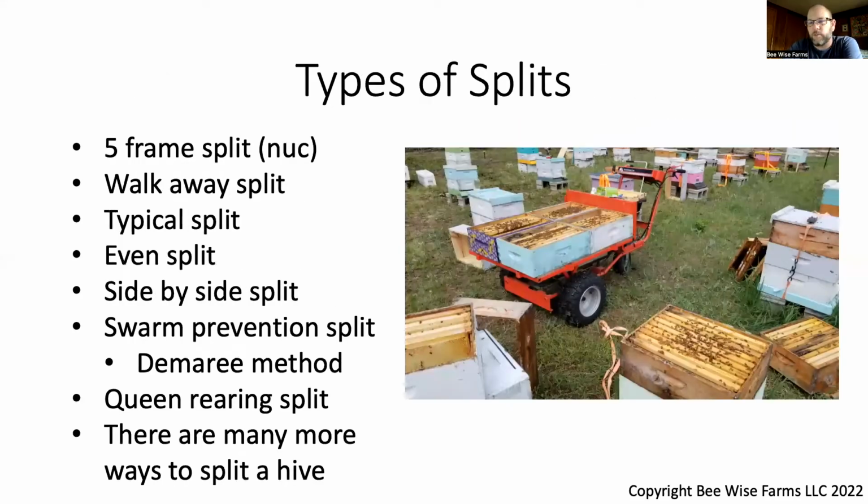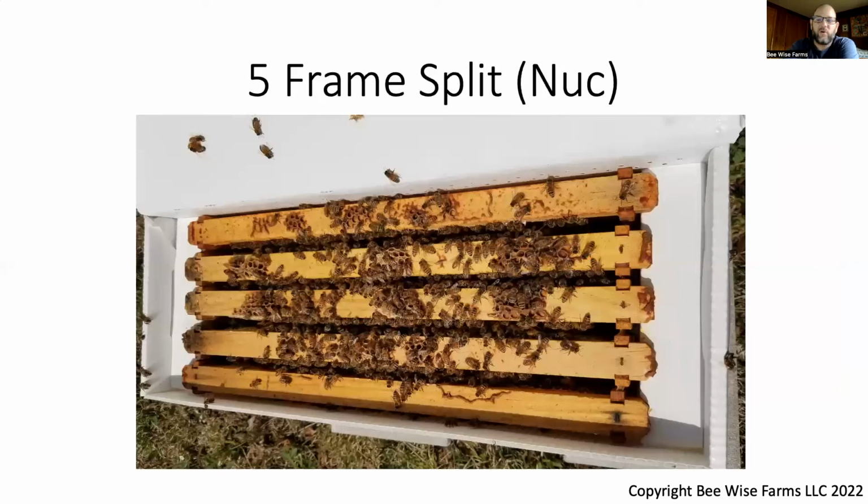Okay, so these are the splits that we're going to cover. We're going to cover a 5-frame split. This is also known as a nuke in the industry. It's short for hive nucleus, which is essentially like the nucleus of the colony. We're also going to be talking about walkaway splits, typical splits, even splits, side-by-side splits. I'm going to teach you about a swarm prevention split known as the Demaree method, a queen rearing split, and, well, there's so many more that we can't even touch on today, but there's lots of ways to split a colony. The concept is pretty general, though.